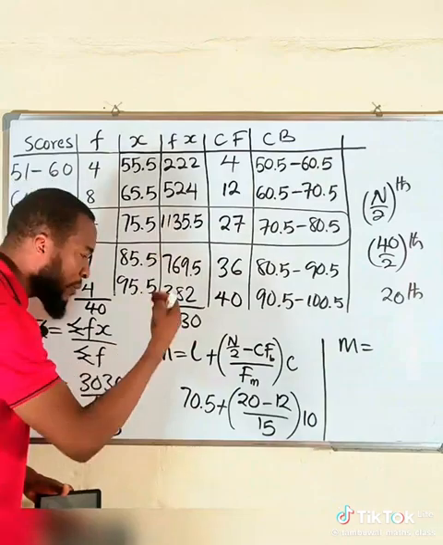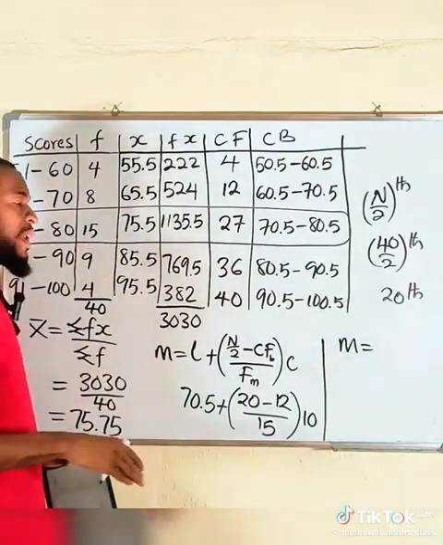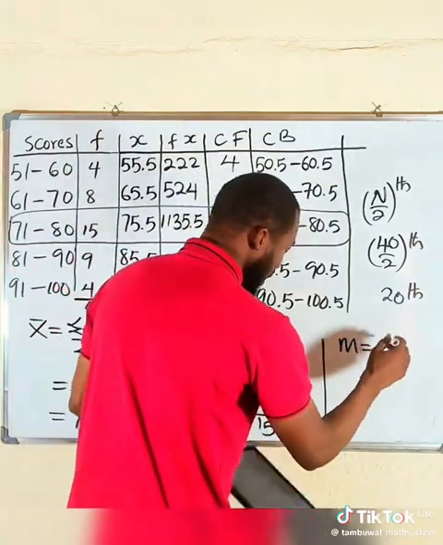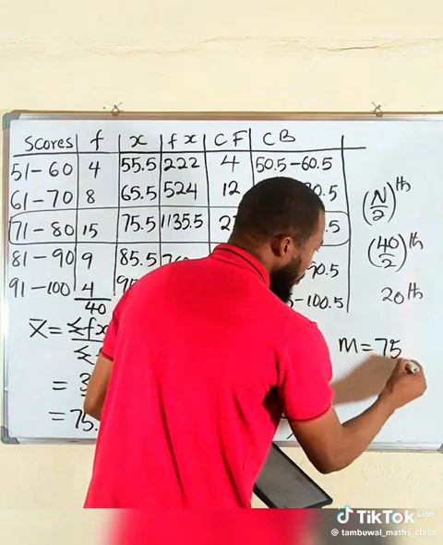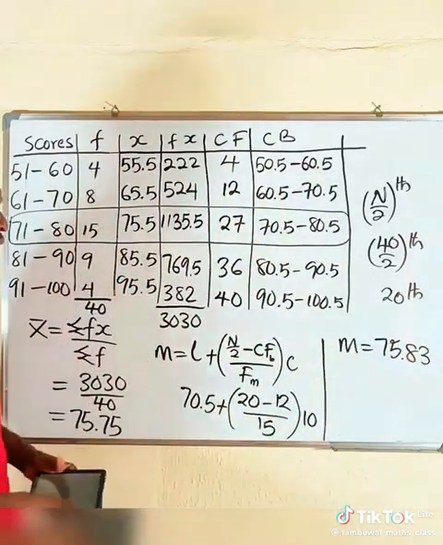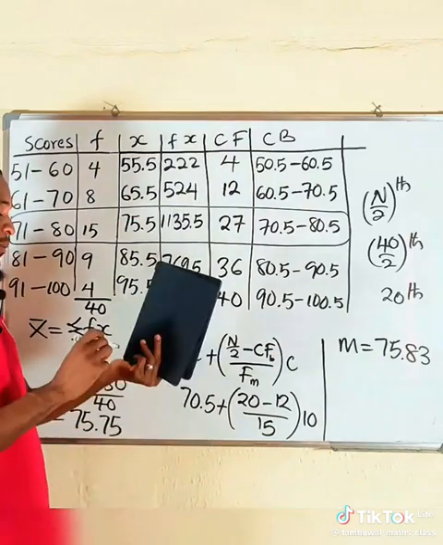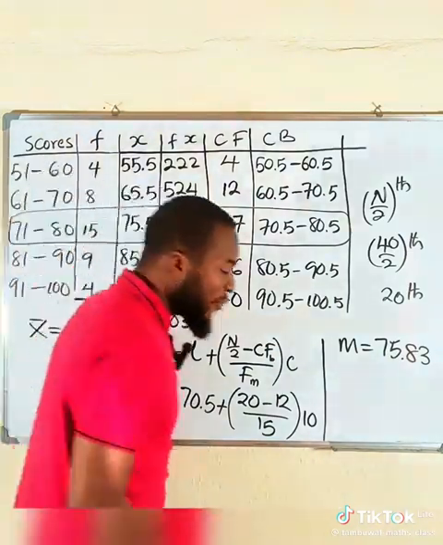So the median, I don't have more space. I could have written different steps. Every step you add will earn you extra marks. So the median is 75.833333. So in 2 decimal places, we have 75.83. All right. Now let us move on to the mode.